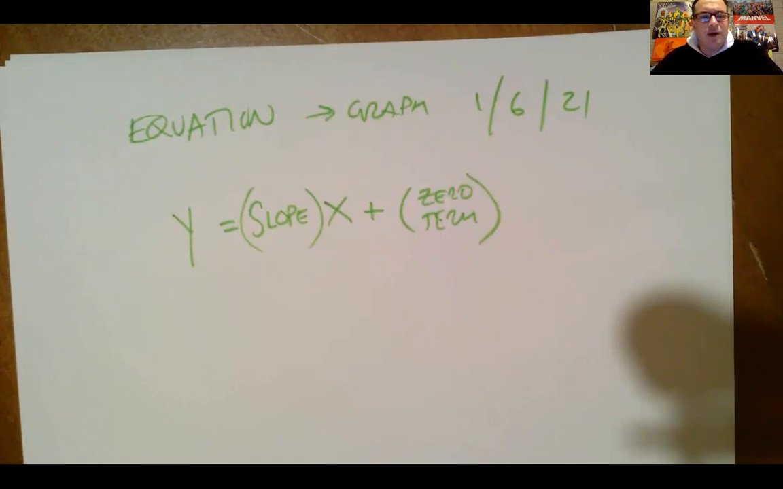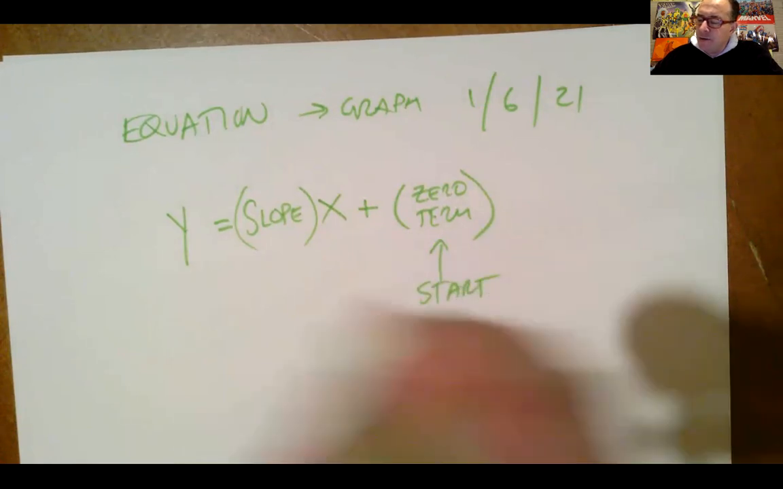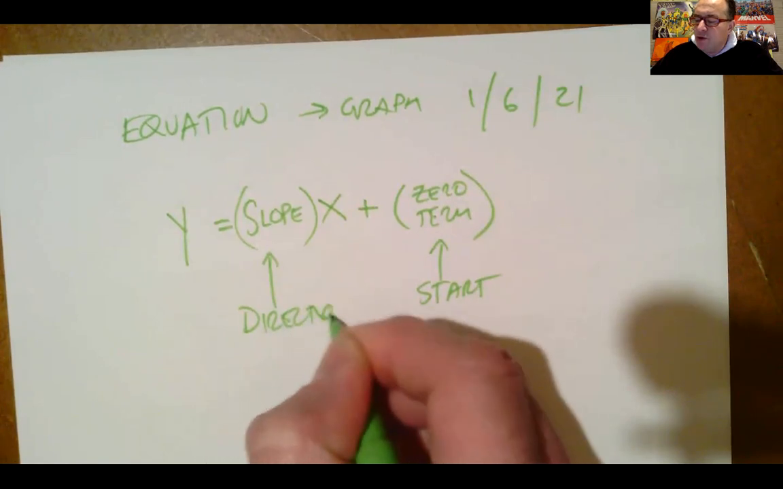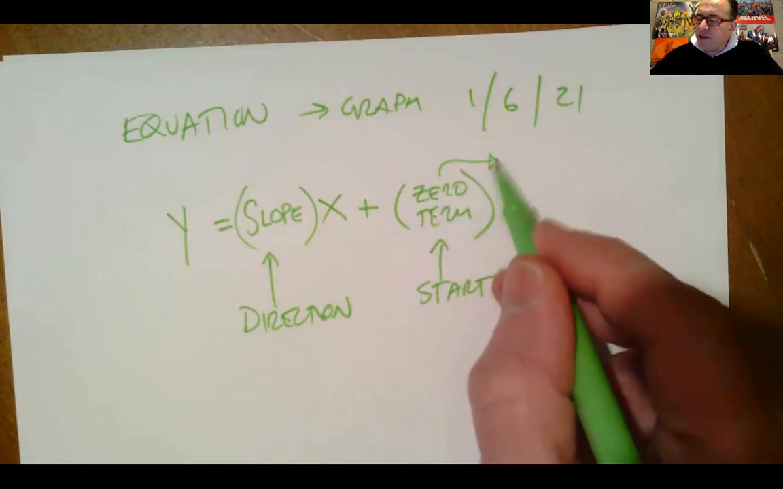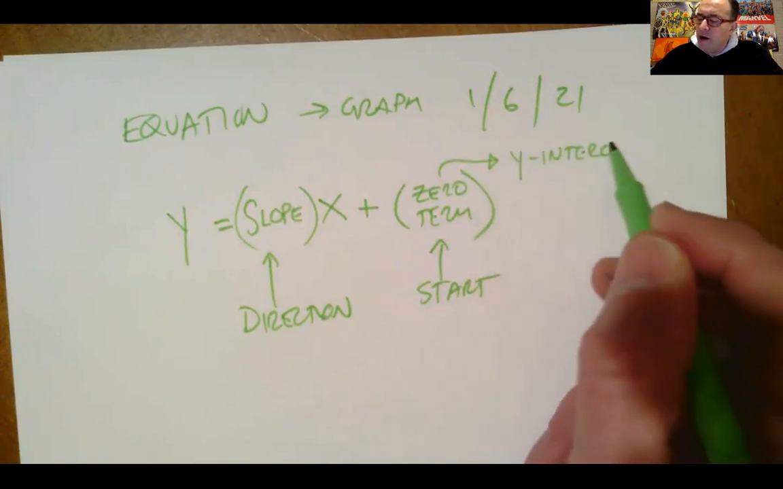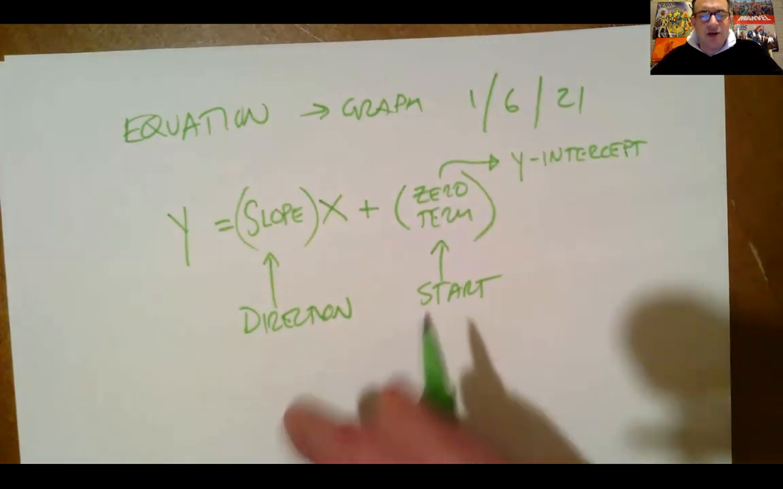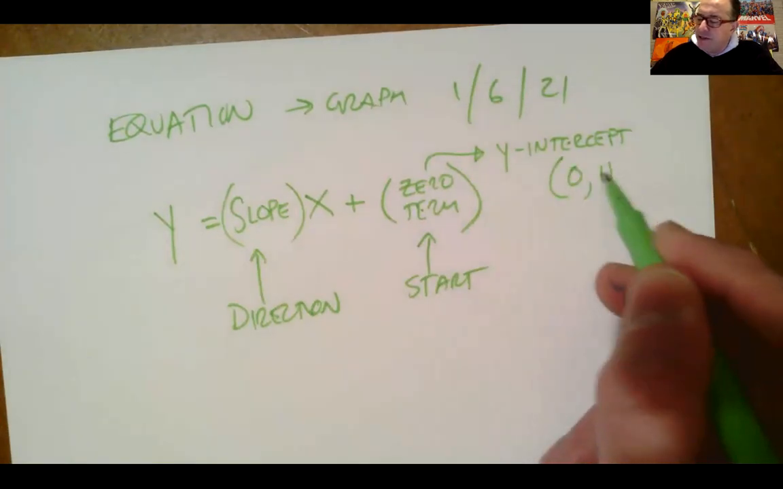But generally, what you get with an equation of a line is you get a place to start and you get your direction with the slope. And so our zero term is always going to be our y-intercept. That's the place where the graph is going to cross the y-axis. And it's the zero term because x is always 0 there. So this is always going to be 0 and then some number.